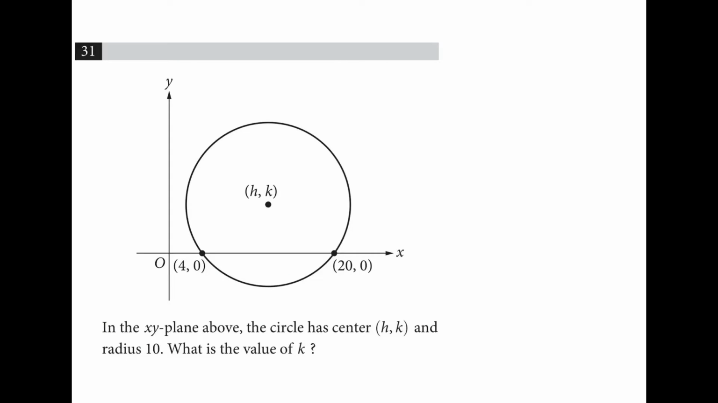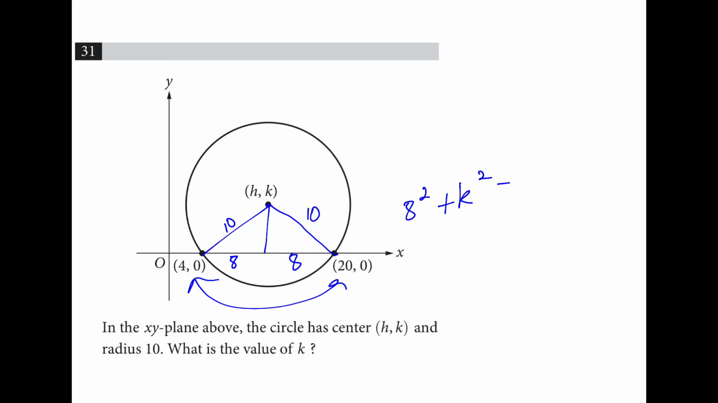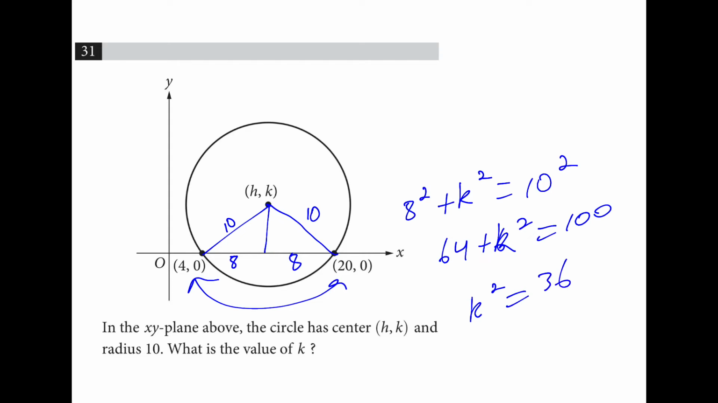So if the center is (h, k) and the radius is 10, it's important to look at the distance between 4 and 20. That's a distance of 16, so 8 of it here and 8 of it here. That suggests that 8 squared plus whatever k squared is equal to 10 squared. So 64 plus k squared is equal to 100. k squared is equal to 36. k is going to be equal to 6.